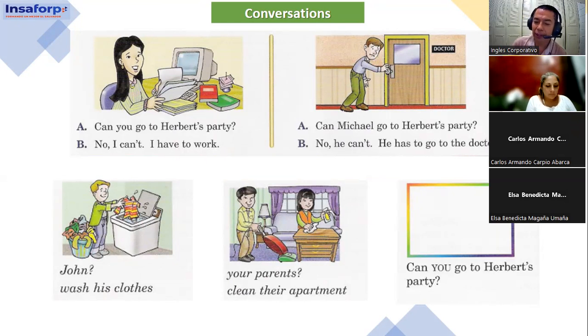No. Sorry, Carlos. No tiene que ir al doctor. Tiene que lavar la ropa, right? Okay. Very good. Okay, again. No, he can. No, he can. He has to? No. He has to go. Yeah. No. He has to wash. Look. He has to what? He has to what? Wash his clothes. Excellent. Very good.